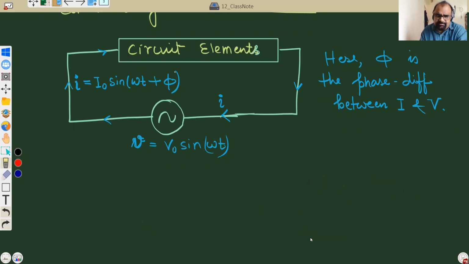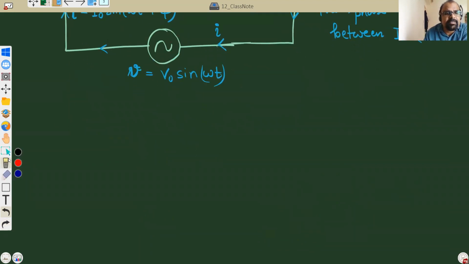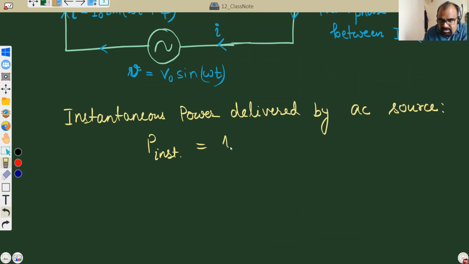So yeah, instantaneous power delivered by AC source, P inst will be V inst multiplied by I inst. Now here there was no need of using the inst word, but I've just written V inst.